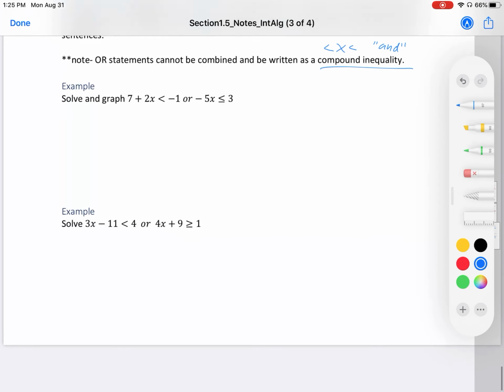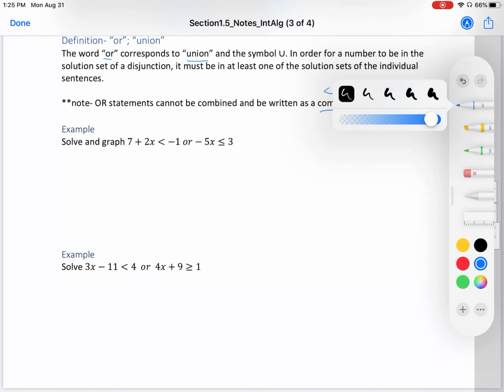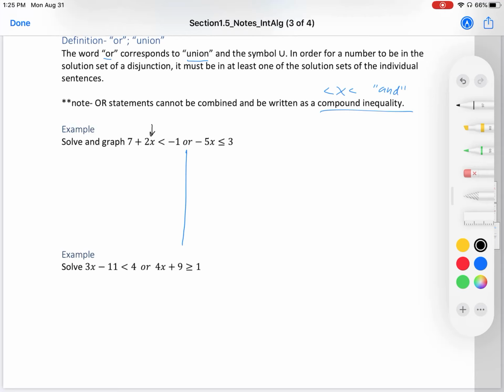Okay, let's continue. Let's do these two examples. We're asked to graph these two inequalities. All right, let's work each one out. Let's solve for x. Let's get x by itself. So let's move the 7. Minus 7 gives us 0 and negative 8. So I'm left with 2x is less than negative 8. Divided by 2, divided by 2. That makes 1. We're left with x is less than negative 4. That's one of my answers.